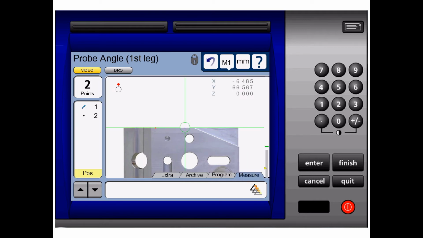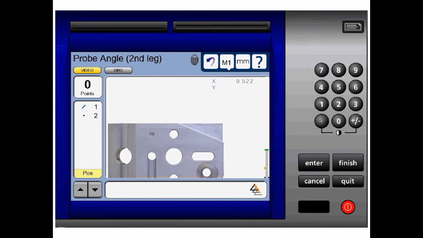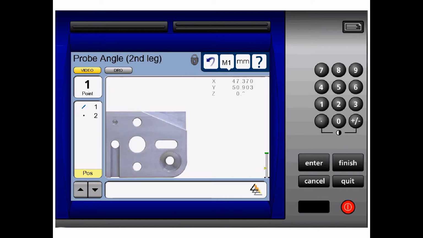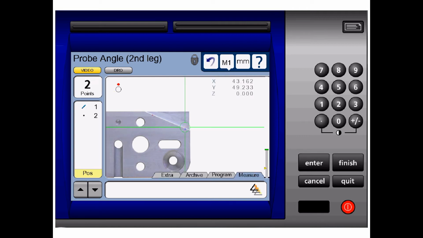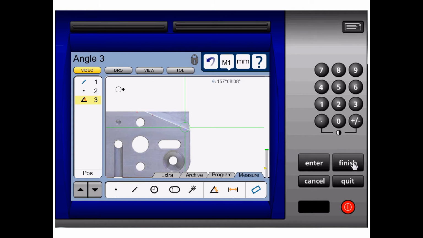After we've taken our first 2 points on our first line, or our first leg of the angle, we push the finish button. Now the readout is prompting us to probe the second leg, or probe the second line of the angle. Again, we'll probe the second line with a minimum of 2 points, and we push the finish button. This completes the angle measurement, and the readout reports an angle measurement of 157 degrees.